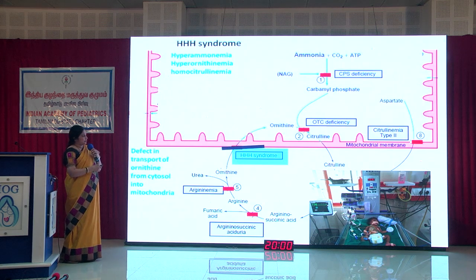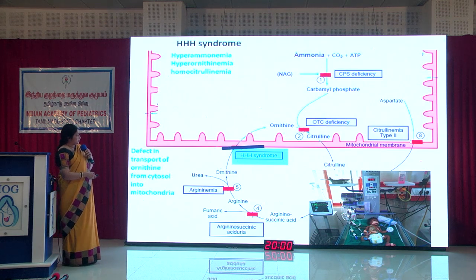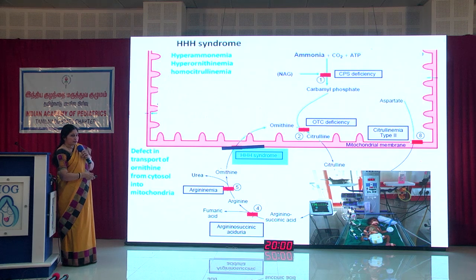What is triple H syndrome? When there is a block in the transporter which transports ornithine from the cytoplasm into the mitochondria, what happens? Ornithine levels are increased, so hyperornithinemia, and then increased ammonia.